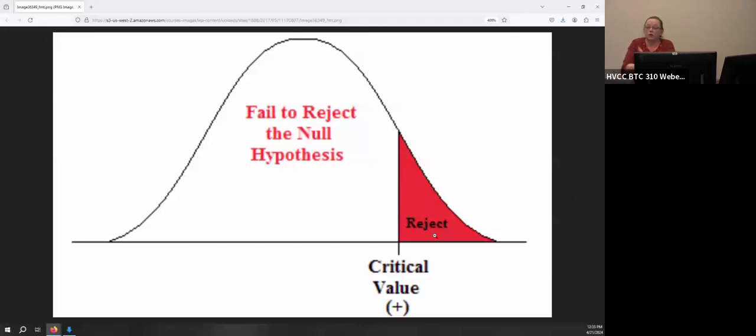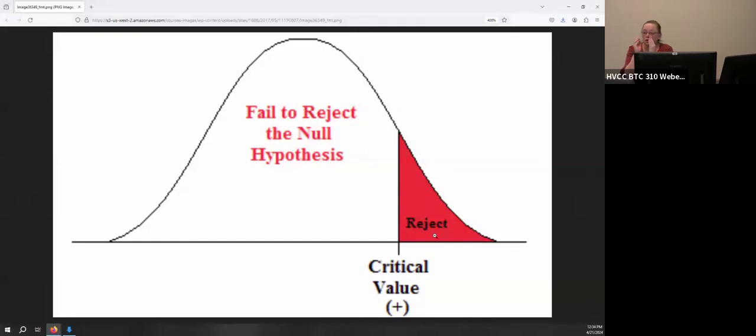You can't say I'm retaining the null and there's a difference. No, those are mutually exclusive. You can't say I am rejecting the null, but there is no difference. Mutually exclusive. Okay, so that critical value, higher, reject the null.